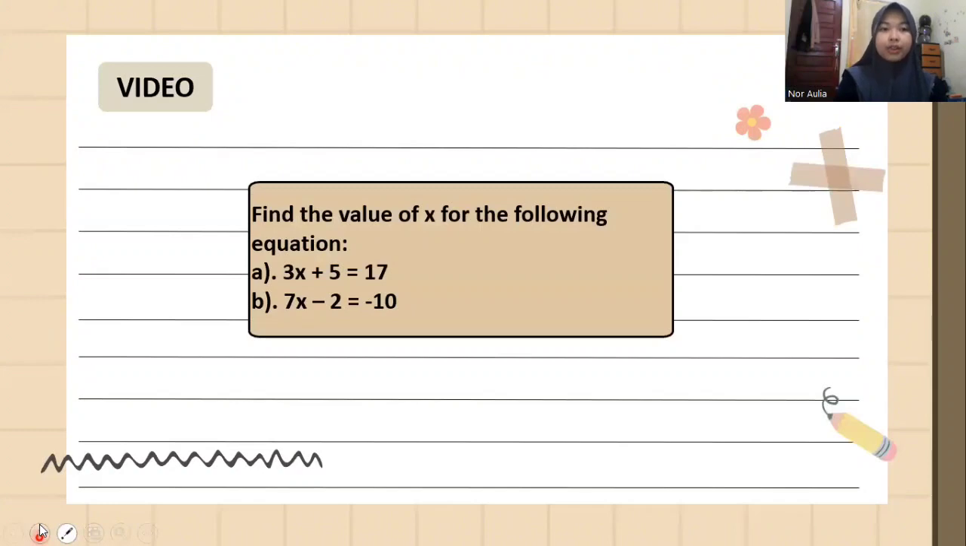Next is about the question in the video. The question is: find the value of x for the following equations. Number A is 3x plus 5 equals 17, and B is 7x minus 2 equals minus 10.